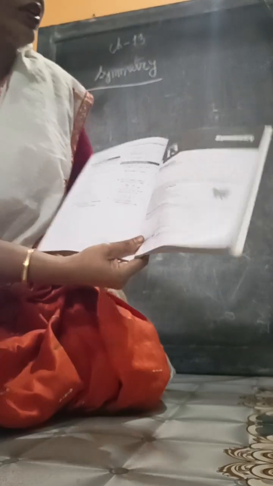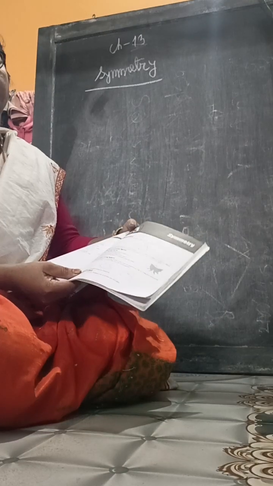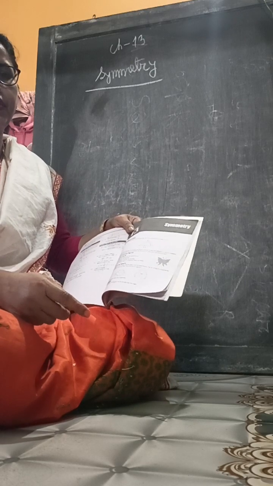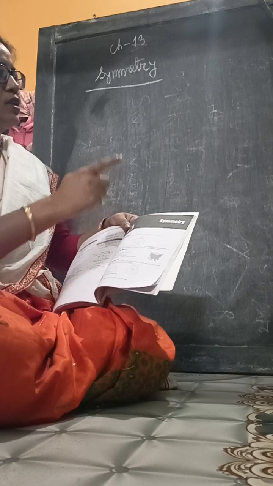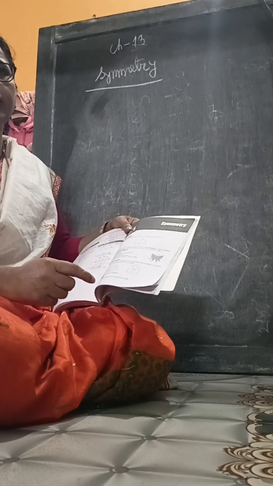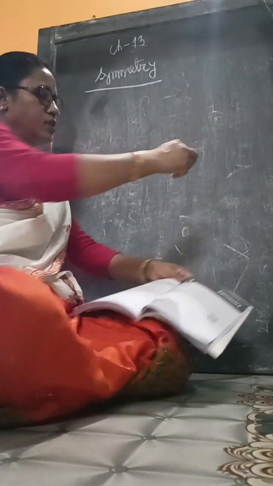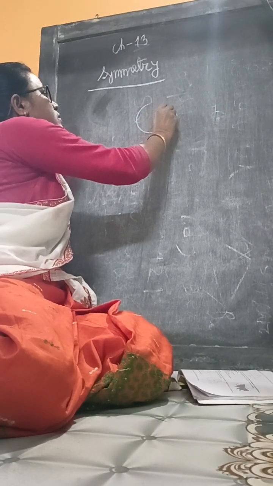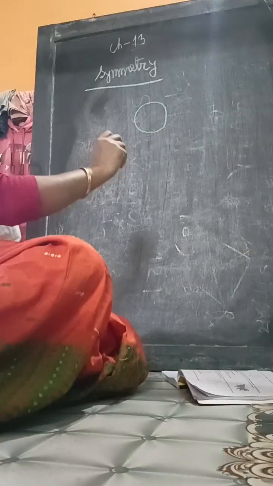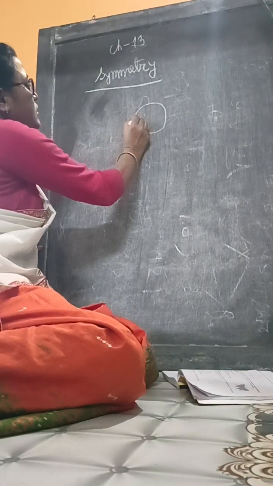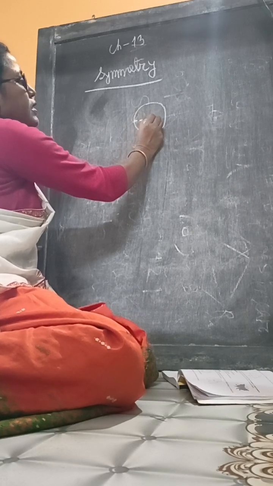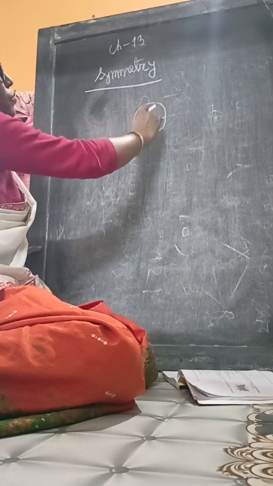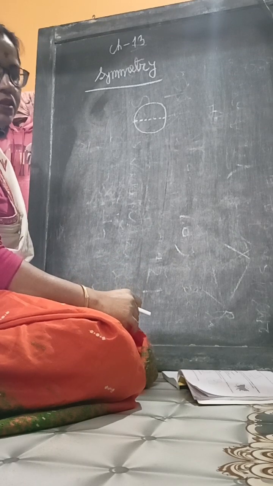Now what is symmetry? A geometrical figure is called symmetrical about a line if at that line each part of the side coincides with the other part. Suppose this is a circle. Can you draw a circle? And suppose this is its diameter. With a diameter, one part will coincide with the other part. Okay.